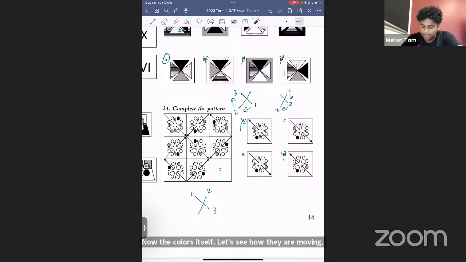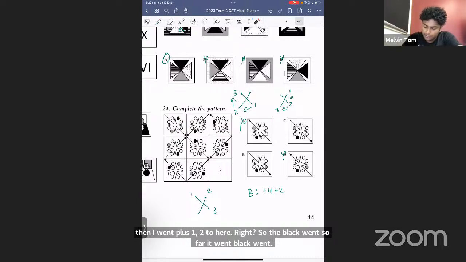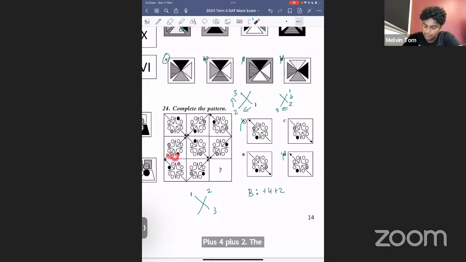Starting off with the black, we can see the black went 1, 2, 3, 4, plus 4, and then it went plus 1, 2 to here, right? So the black went, so far, plus 4, plus 2. The next image, 1, 2, 3, 4, plus 4, and then 1, 2. So that makes sense. So in the bottom row, it should go 1, 2, 3, 4, and it should go 1, 2, plus 2. So that doesn't help us for black. So let's do gray now.